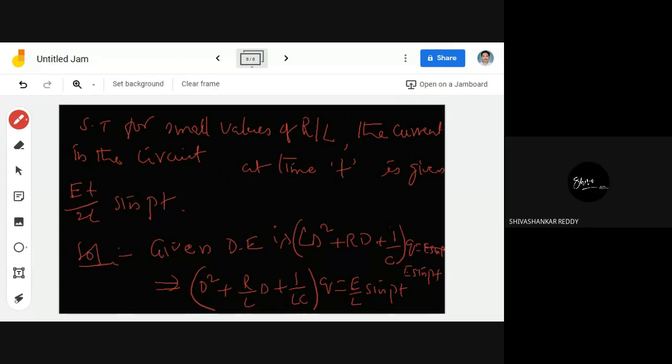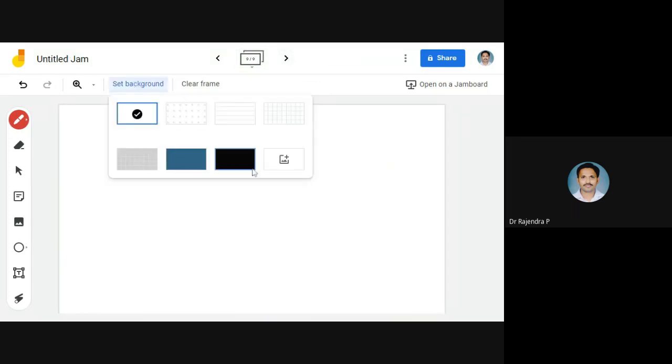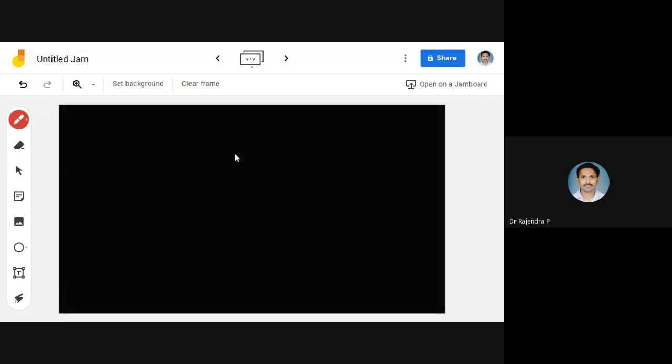Yes, sir. Right. So now, to find your complementary function, you can take the left hand side and go ahead. You can find the roots, and we get the results for the complementary function. So to find the complementary function, we will consider it as it is.